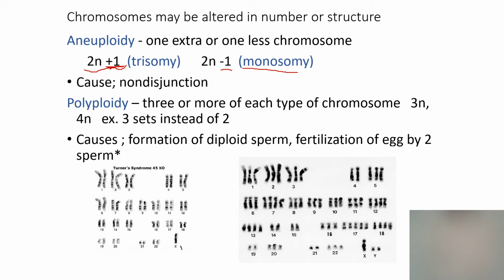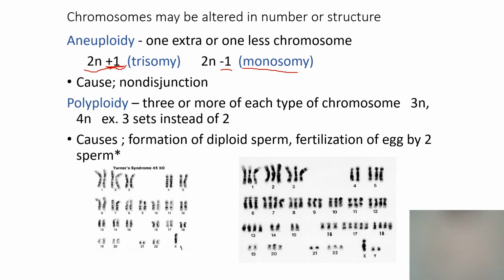So if you remember back when we did meiosis, a non-disjunction occurs during either anaphase 1 or anaphase 2 of meiosis. And remember, in anaphase 1, it's the homologous pairs that are separating, and in anaphase 2, it's the sister chromatids that are separating. Sometimes they fail to separate, and so if they do, you could end up with an extra chromosome, or you could end up with one less chromosome.